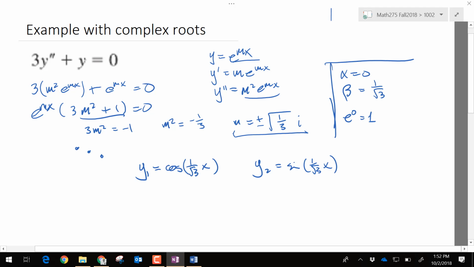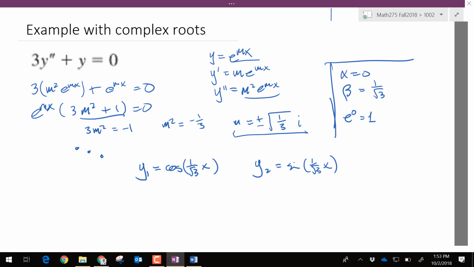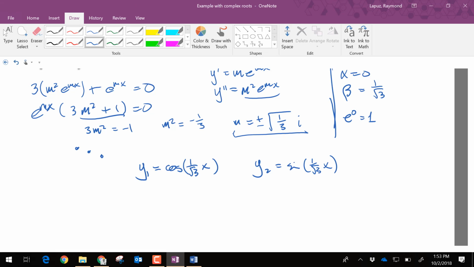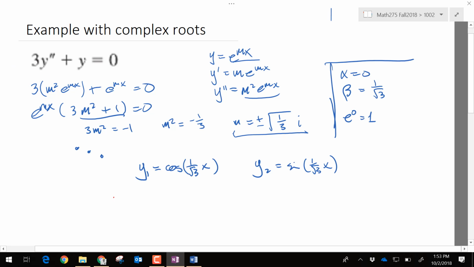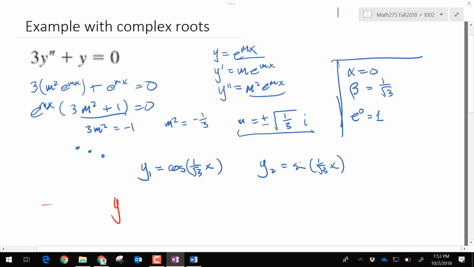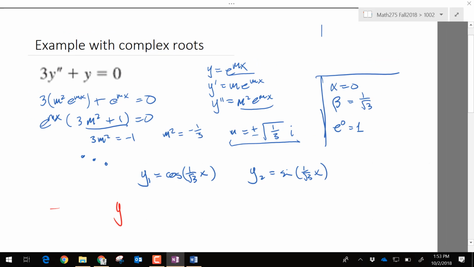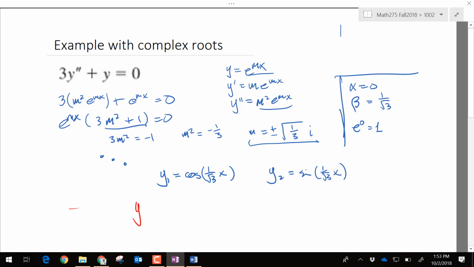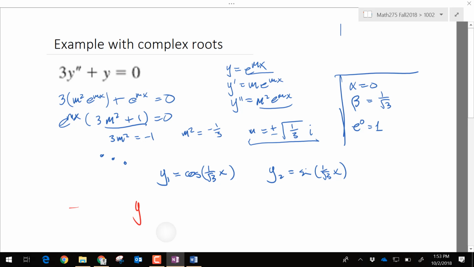So these are your two linearly independent solutions, and then you put them as a linear combination just by putting C1 in front of the first one and C2 in front of the second one. So you get a general solution. And then that's it, right? So it seems really simple. The C1 can make it positive or negative.